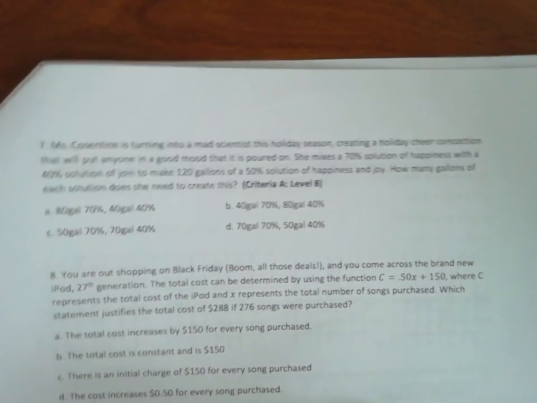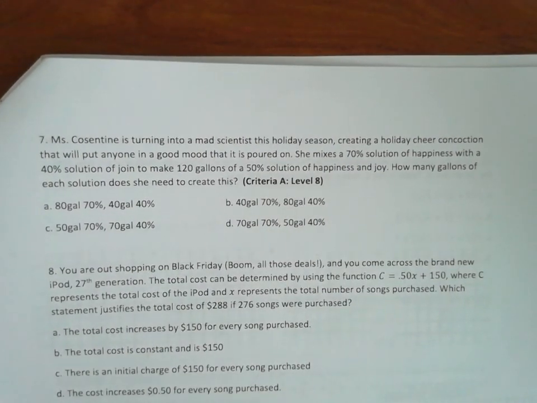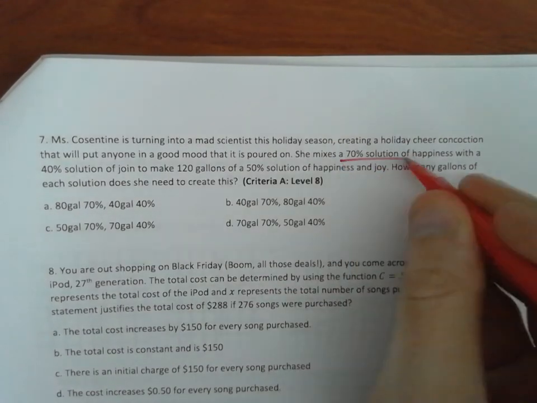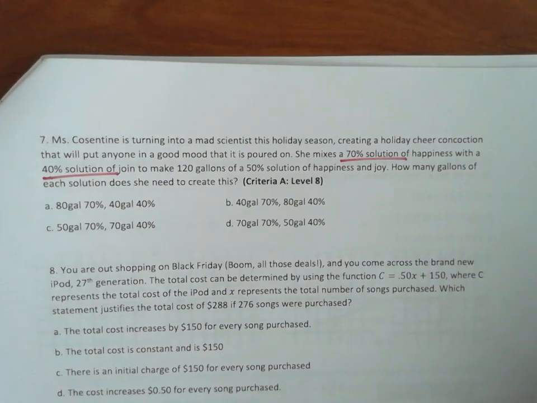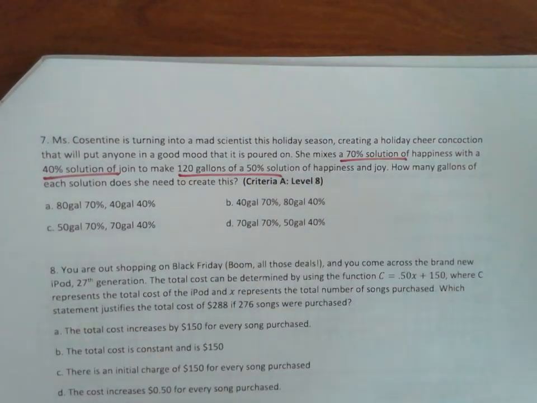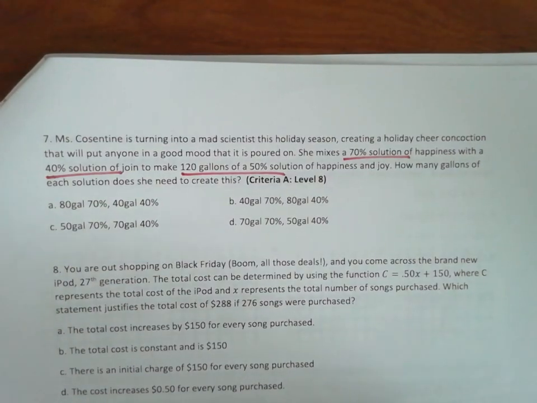All right. Last question for the IB assessment that we were talking about. Number 7. If I'm looking at number 7, it's another mixture question. I'm taking some 70% solution, some 40% solution, and I'm making 120 gallons of 50% solution. And I need to figure out how many gallons of each solution do I need.